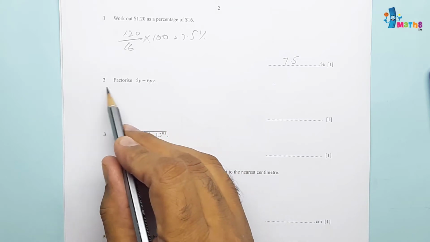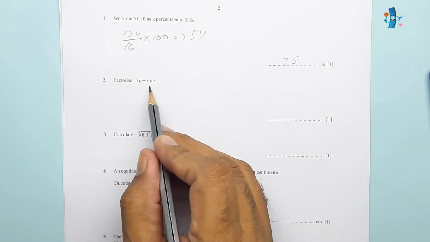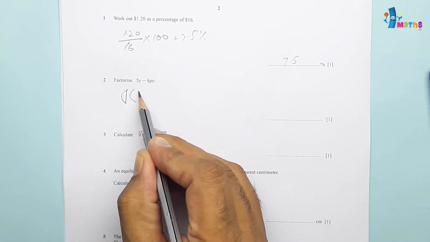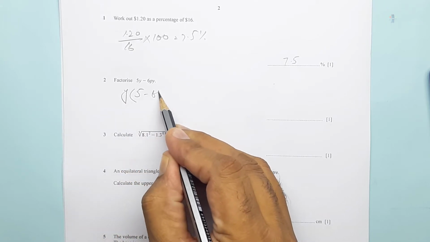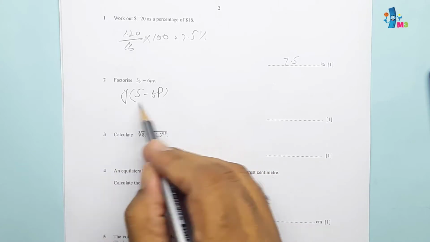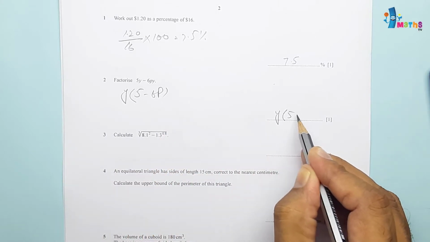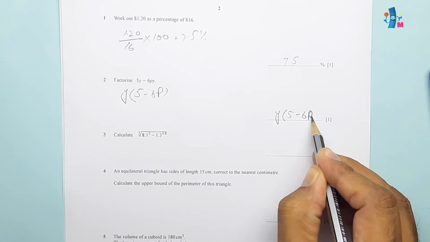Factorize. This is question number 2. Factorization. We'll have to check what is common. So y is common in both. So 5 minus 6p will be the remaining part. So our answer will be y into 5 minus 6p.